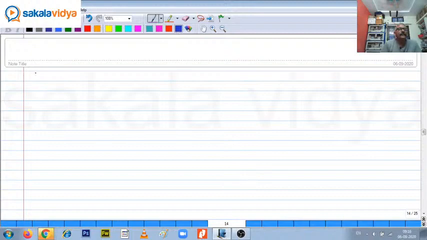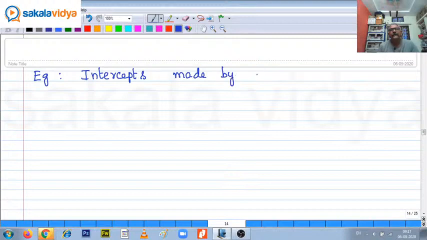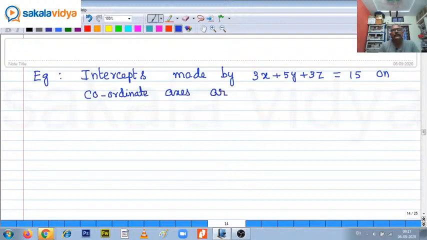So let us discuss one example now. Find the intercepts made by 3x plus 5y plus 3z equal to 15 on the coordinate axes. This is the question.